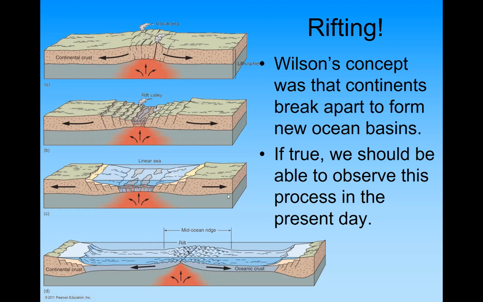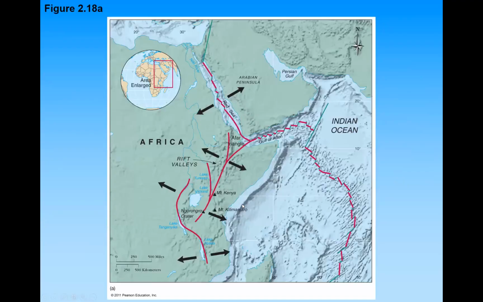Okay, well, if this is happening, can we find evidence of rifting at different periods in time? And the answer to that is yes. If we look at an area of active rifting, and this is the east coast of Africa, there's an example of two rift centers.